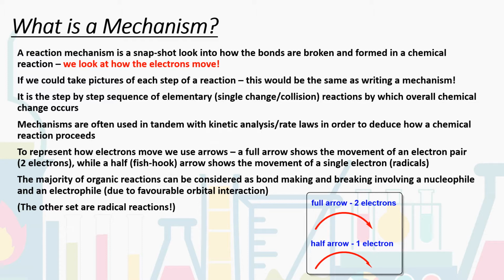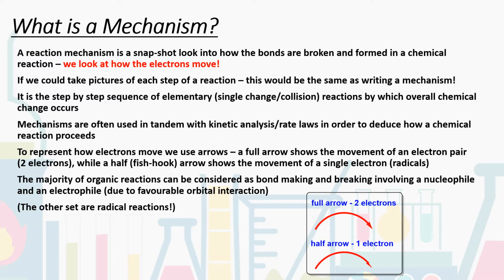Now to represent how electrons move, we're going to use arrows. A full arrow, that is an arrow which has a normal sort of head on the arrow, shows the movement of an electron pair, 2 electrons. And this is how we're going to see most of our arrows in these mechanisms. There's a very small amount of mechanisms where we have to use a half arrow, or sometimes called a fishhook arrow. This is an arrow that only has one half of the head of the arrow, and this shows the movement of a single electron. So that's very important when we look at radical reactions.